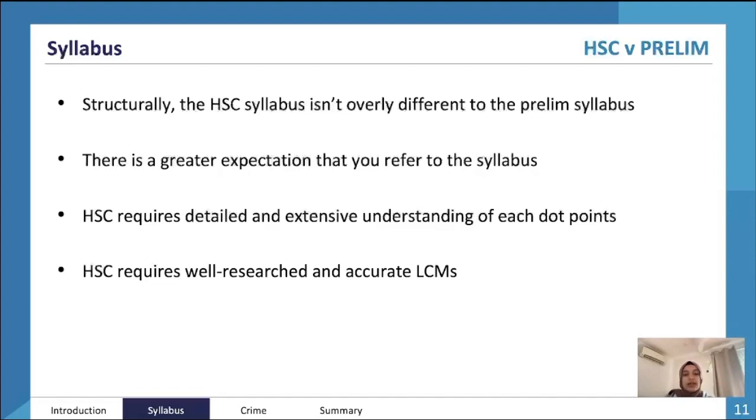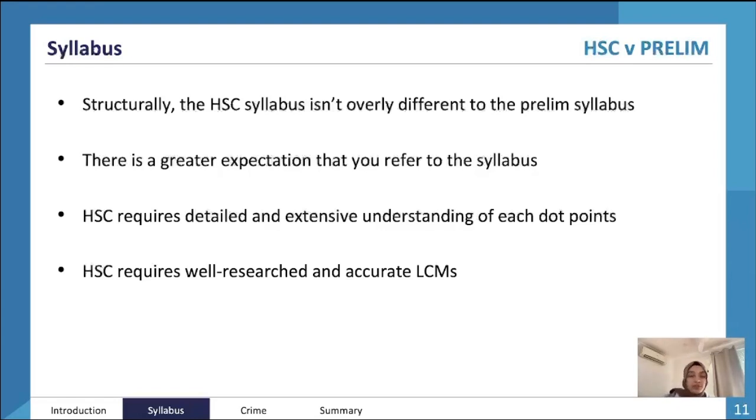HSC requires detailed and extensive understanding of each dot point, whereas that may not have been the case in prelim, because remember, there is no external exam in prelim for most students. The HSC is the main external exam. For some of you, trials can also be an external exam. You may have had external exams if your school had bought papers from outside, but really the HSC is the main one that everybody has.